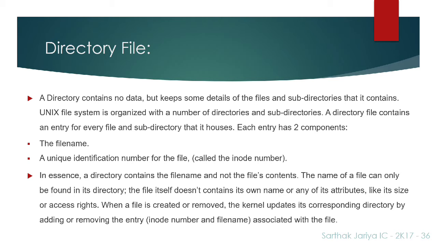The name of a file can only be found in its directory. The file itself doesn't contain its own name or any of its attributes, like the size or access rights. When a file is created or removed, the kernel updates its corresponding directory by adding or removing the entry, that is, the inode number and file name associated with the file.